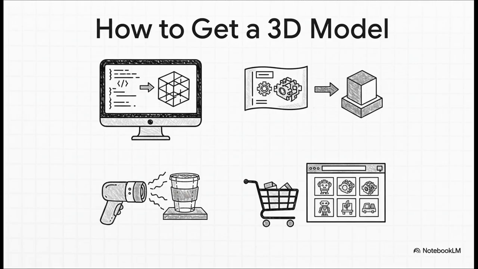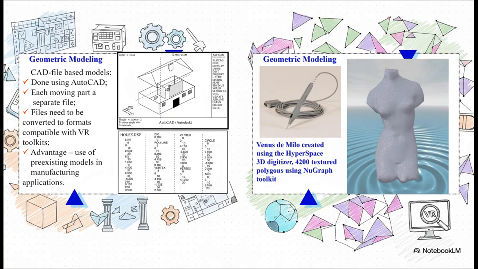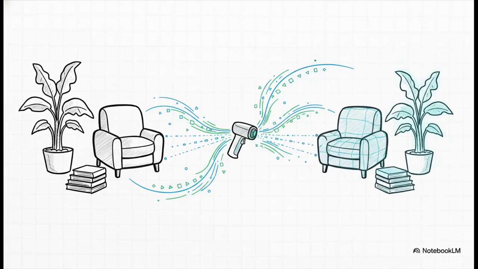More often, people will import existing models from computer-aided design or CAD files. You can also capture a real-world object using a 3D scanner, or you can just buy pre-made models from big online marketplaces. And here are 2 fantastic examples of bringing real-world concepts into the digital realm. On the left, you've got an architectural plan from AutoCAD that's ready to be turned into a virtual building you can walk through. And on the right, the famous Venus de Milo statue has been perfectly recreated, polygon by polygon, using a 3D digitizer.